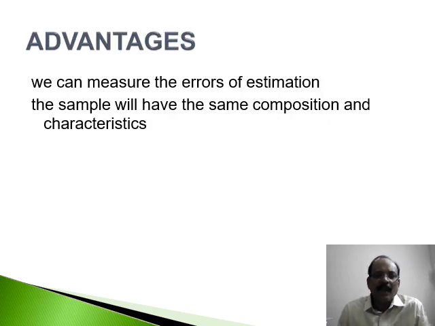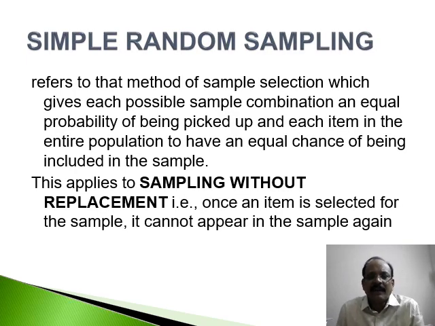And what is the advantage of this? We can measure the errors of estimation. What error we will get, you can estimate. The sample will have the same composition and characteristics. And in that, it is simple random sampling. There are two ways you can draw: simple random sampling with replacement and simple random sampling without replacement. In this method, each possible sample combination has an equal probability of being picked up, and each item in the entire population has an equal chance of being included in the sample.